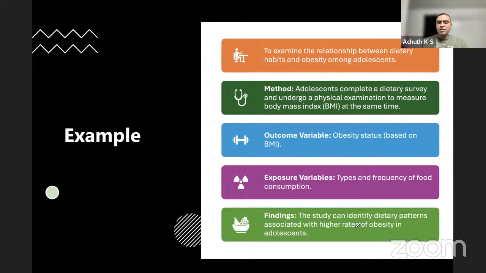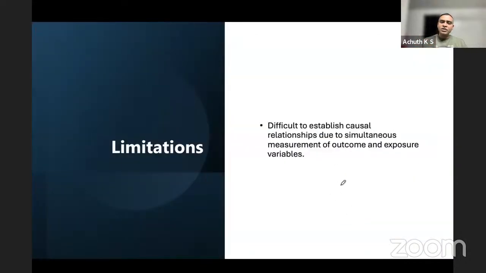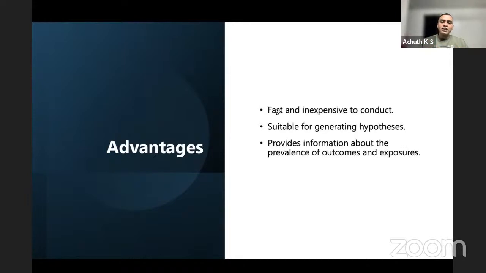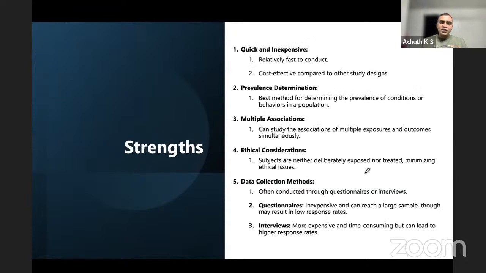You can get the findings then and there itself. What is the limitations? You can't establish the causal relationship, simultaneous and measures of outcome and exposure variables. Advantages: it is fast and inexpensive to conduct, suitable for generating hypothesis, provides information about the prevalence of outcomes and measures. Strengths: it is quick and inexpensive, relatively fast to conduct, cost effective compared to other designs. Prevalence you can determine then and there only. You can get multiple associations between the multiple exposure factors, and ethical considerations are not very stringent on these.